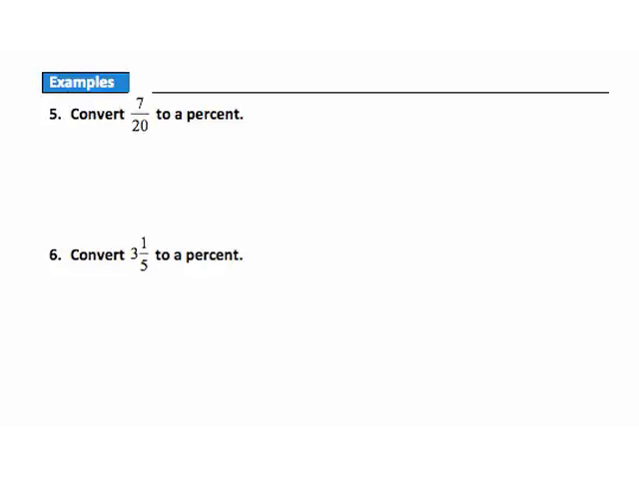Example 5. Convert 7/20 to a percent. Well, what we're going to want to do with this fraction 7/20, we need to introduce the percent symbol. So we are going to multiply by the fraction 100% over 1. Now remember, when we multiply fractions, we're going to factor this out first and divide out the common factors. So in the numerator, I want to bring my percent symbol along. And now I'm going to factor across in the numerators.